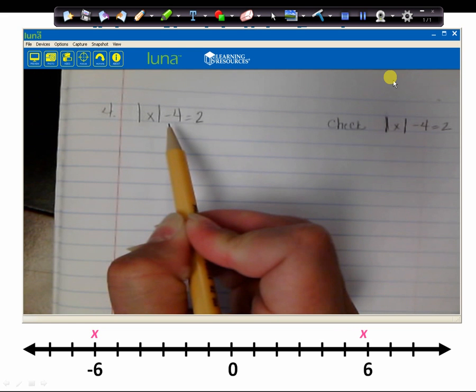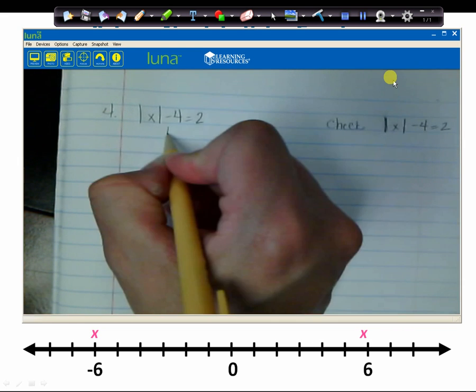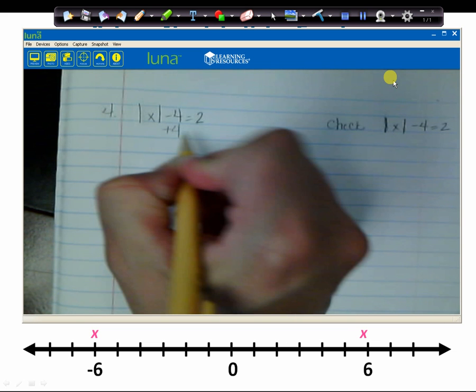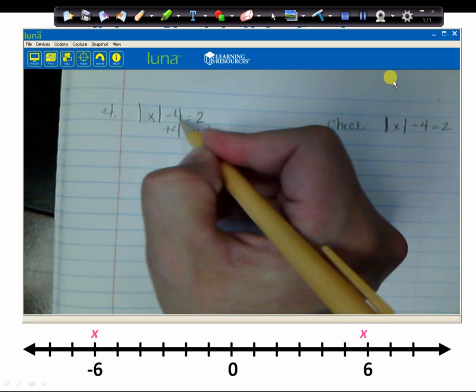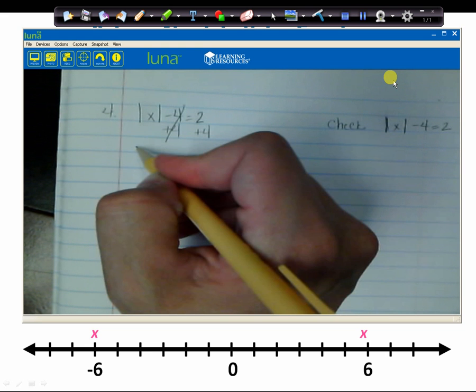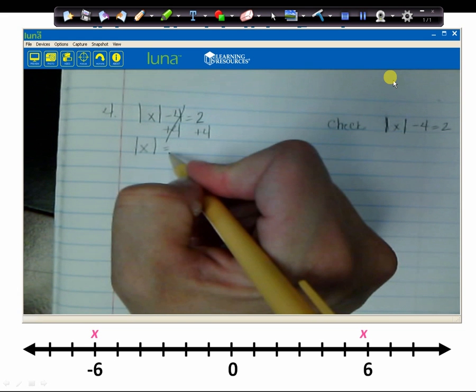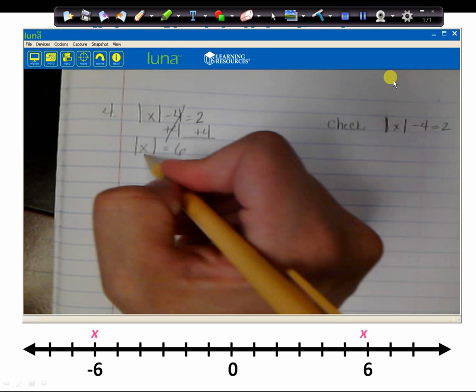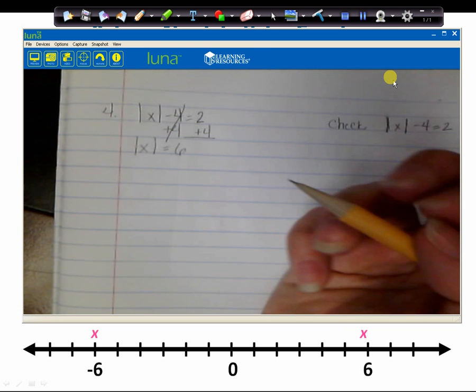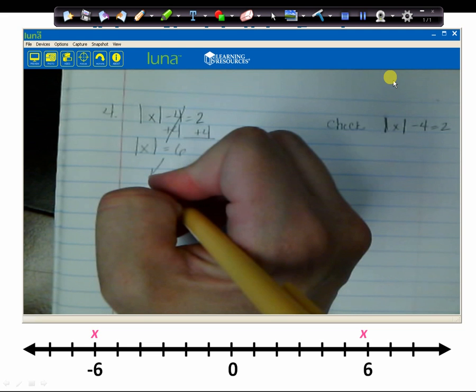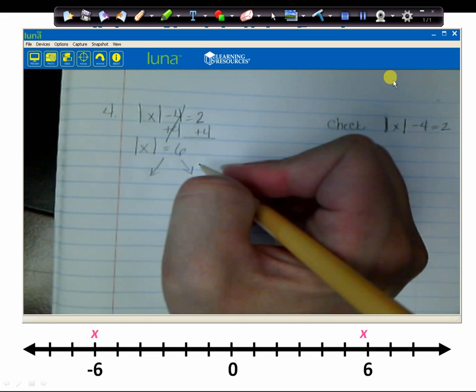So we have the minus 4, or negative 4, and in order to get rid of that and move it to the other side, we have to add 4. So we're going to add 4 on both sides. It's going to cancel here, and I'm going to bring down my absolute value of x equals 2 plus 4, which is 6. So the absolute value of x equals 6. Now I can separate this and set it up into my two separate equations.